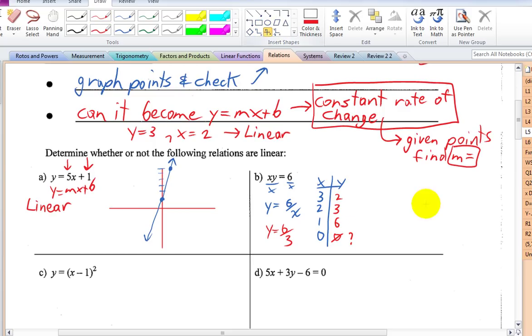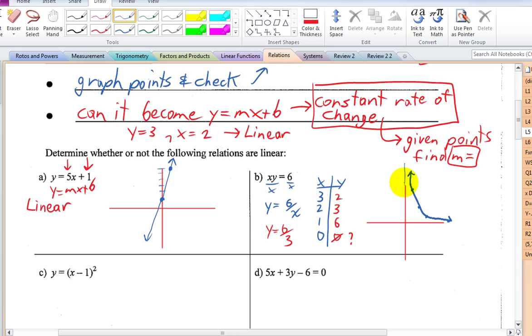So what I want you to do is plot those points on a quick grid. Keep it simple, nothing fancy. Just quickly plot those points. 3, 2, 2, 3, 1, 6. So what happens with this graph, this is one of those special graphs, and you get really close to x equals 0, but you don't quite get there, right? It stays really skinny along the line.